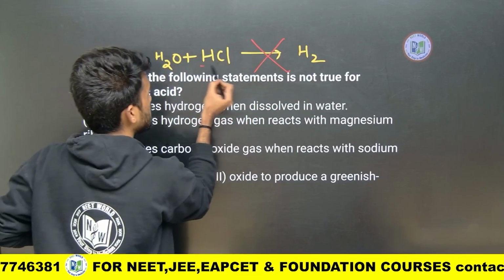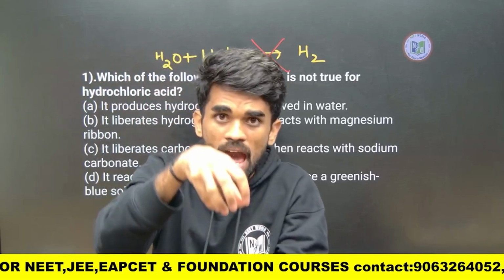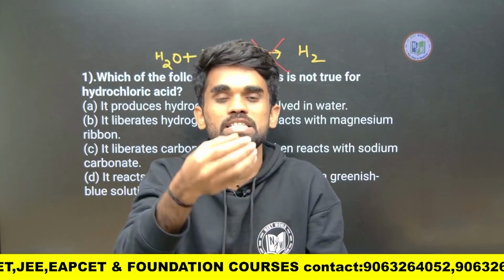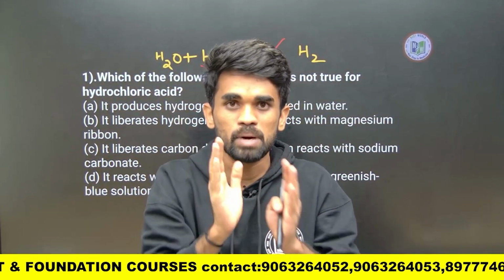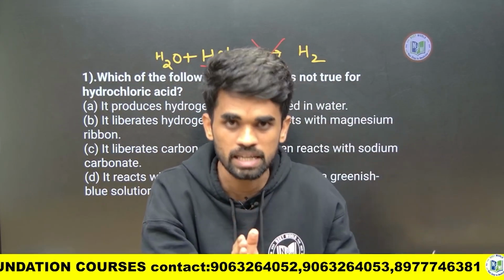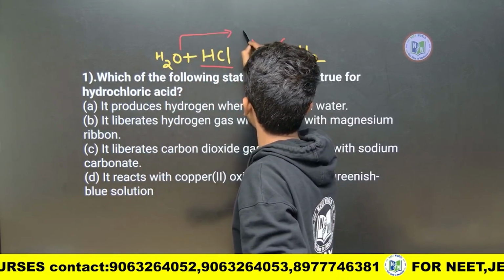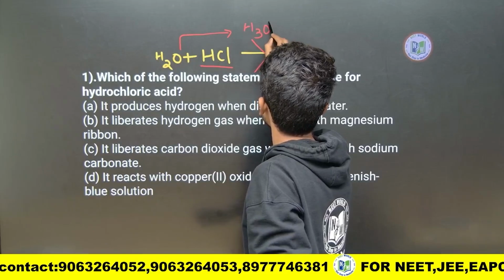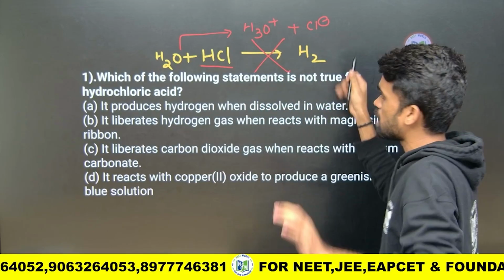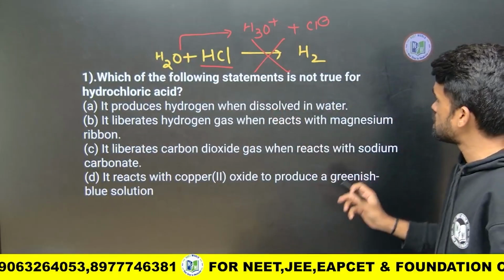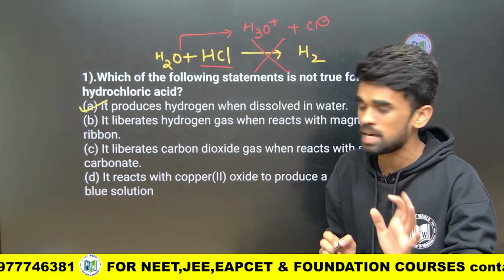Because since it is an acid, whenever we place acids in the aqueous medium, they release H plus ions. The concentration of H plus ion is increased, but hydrogen gas is not released. Only the concentration of H plus ions is increased, like it will become H3O plus ion and Cl minus ions, but H2 gas is not evolved. So which is not true? The first option is not true. You need to choose that as your answer.